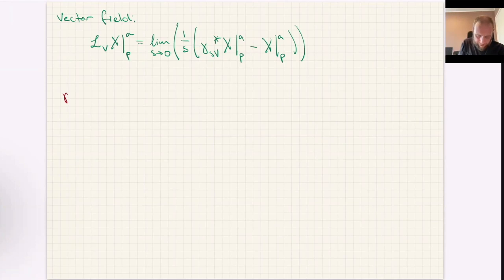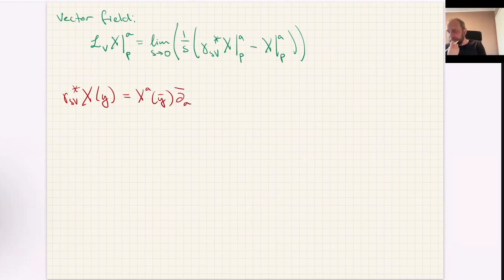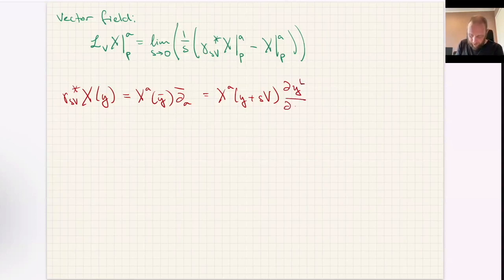Let's take this object, gamma SV of x, and evaluate that at the point at coordinates y. So by definition, by what we saw before with the bar here, this is going to be the vector component xa at the new point y bar times the derivative at the new point, right? But this is xa, and then we have at the point y plus sv, right? Because this is the new point when s is small. And then we use the chain rule, so dyb, dy bar a, db.